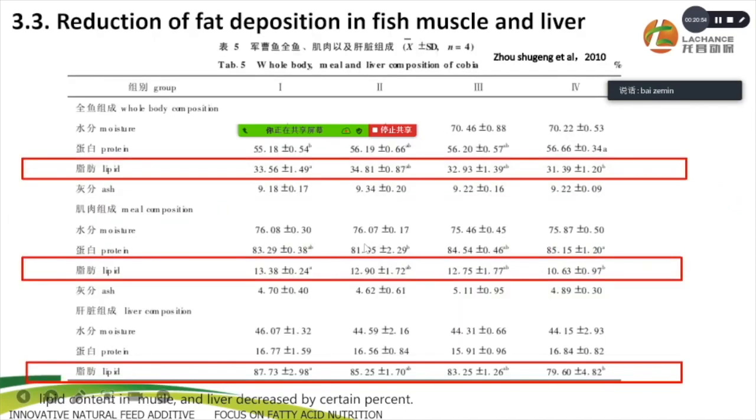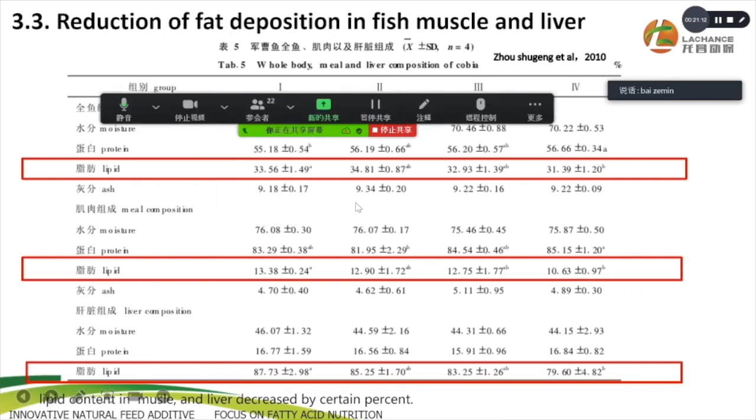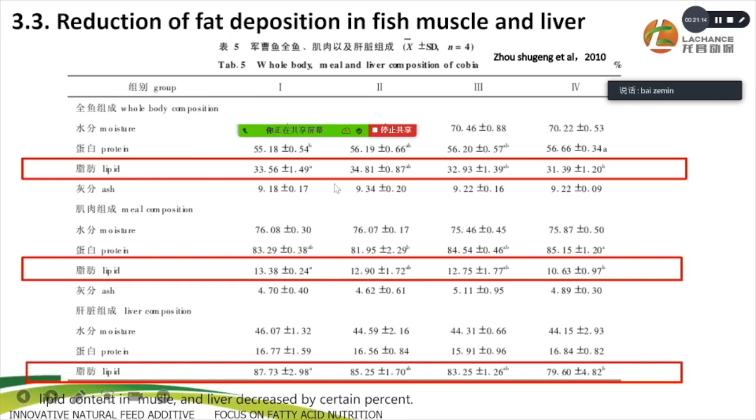Let's move on. We also did the same trials. Finally, they analyzed the lipid in the muscle and the lipid in the liver, and all dropped. But for the whole fish, not much difference. I think because the fish is so big and the lipid is so low, maybe this is an error.